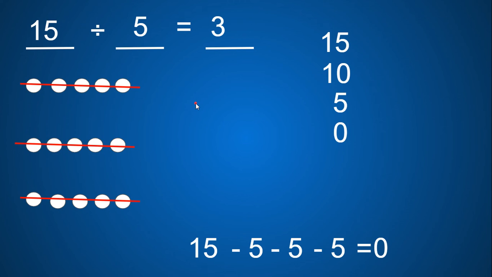Now we have to realize that this is not a correct representation of this problem. This doesn't show 5 groups with 3 in each group. This shows 3 groups with 5 in each group. But when I divide, these numbers can be switched around. So 15 divided by 5 does equal 3, and 15 divided by 3 does equal 5. So we can get the answer, but we have to realize that our representations of the problem are not correct.